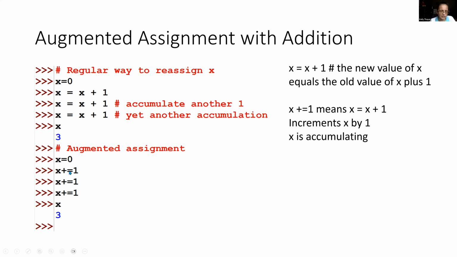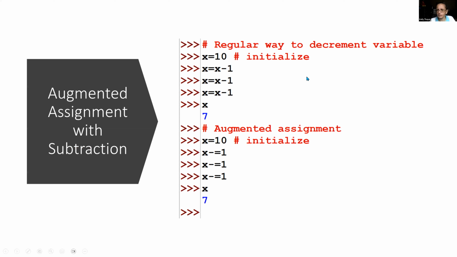Those computer scientists are very lazy typists. So we're going to do x equals 0 to initialize just the same, and then we'll do x plus equals 1 3 times, and we have now added 1, 2, 3 to x to get x equals 3. But augmented assignment is not limited just to doing addition.